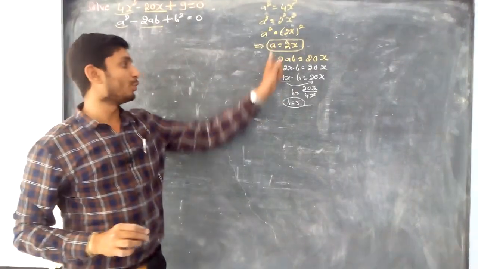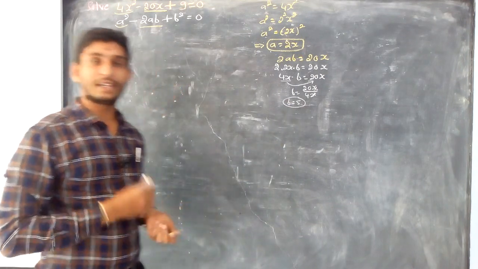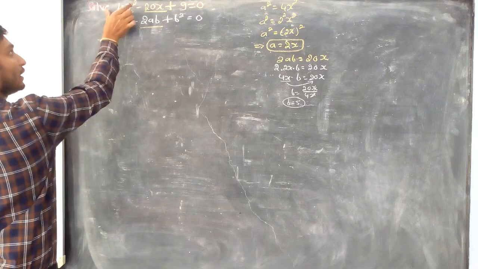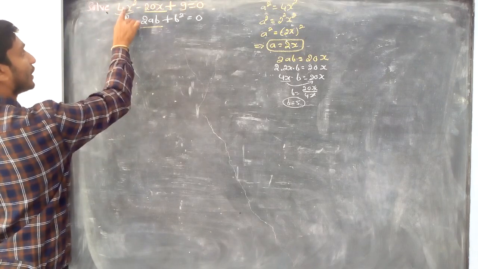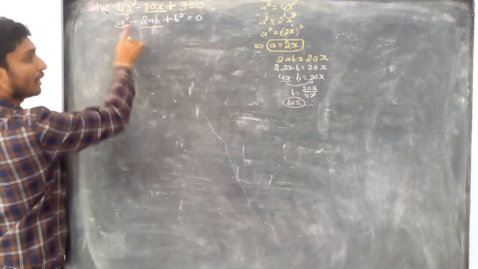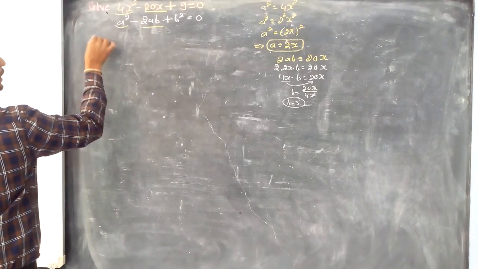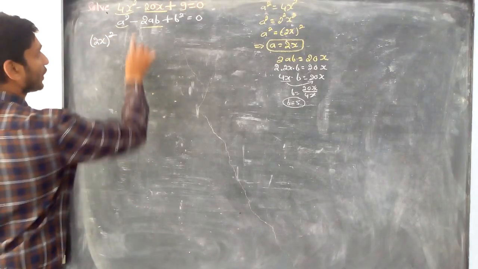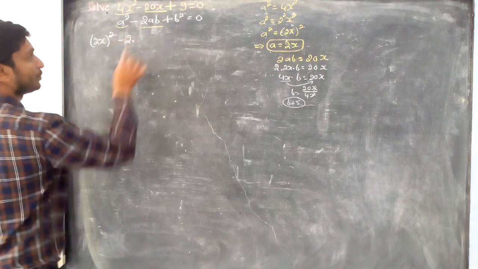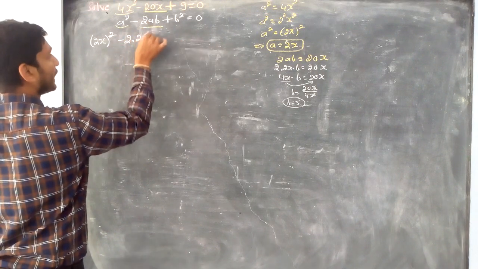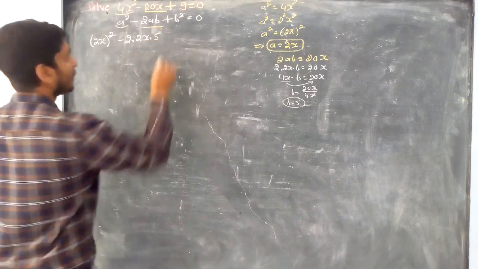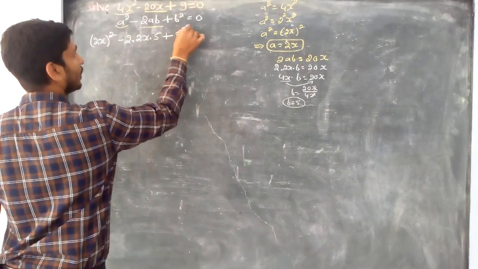So we got b. Yes, we can go for the comparison now. Now you have to write this one in this form. Now a square means 2x whole square, minus 2 into a, that is 2x, into b, what is b, 5. Yes, plus b square, that means you have to write 5 square.